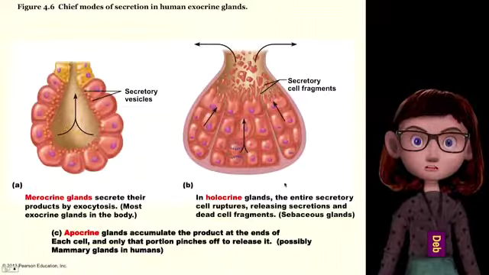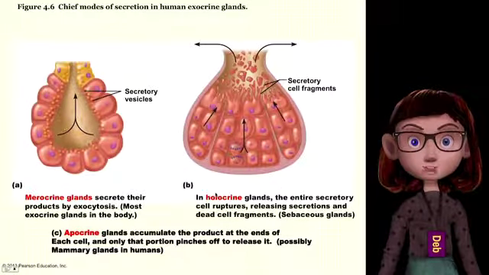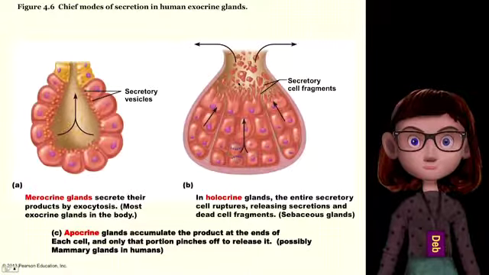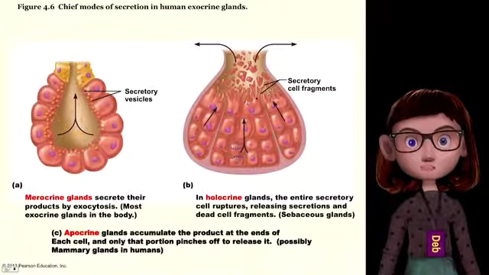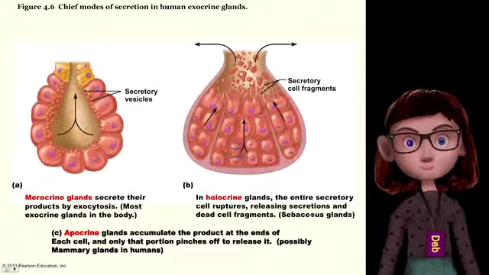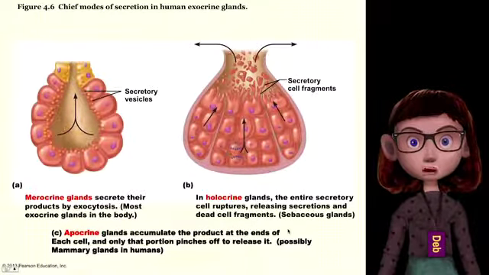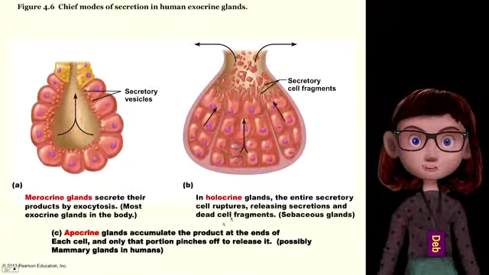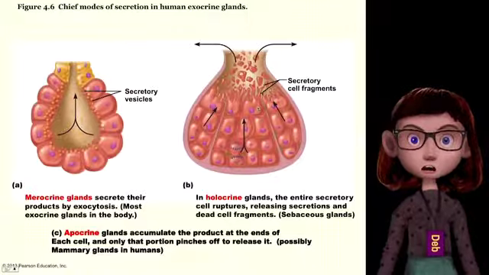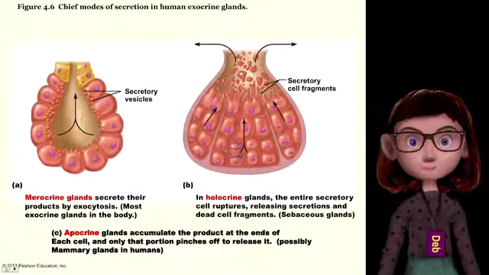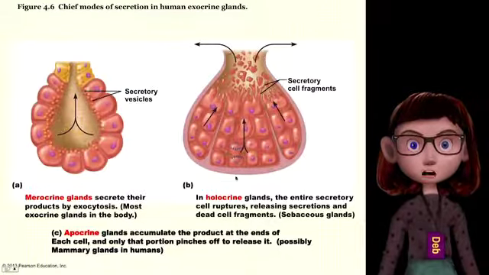Holocrine glands are a little different, and this is where the product is produced in the cell, and then the whole cell ruptures, and that's how the secretions are released, along with dead cell fragments. The example here is a sebaceous or oil-producing gland, and because of these dead cell fragments that are there, it could happen that the ducts get blocked with some of this debris, and if an infection starts, that's what we would refer to as acne.